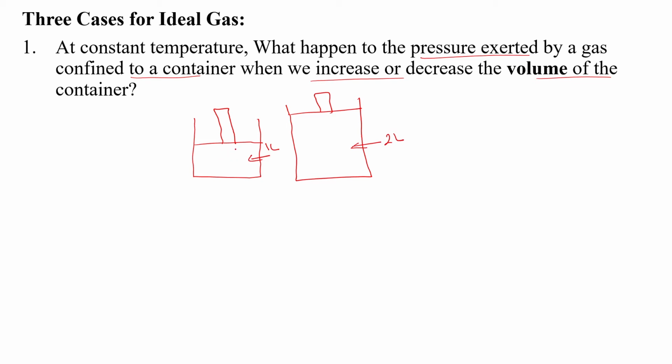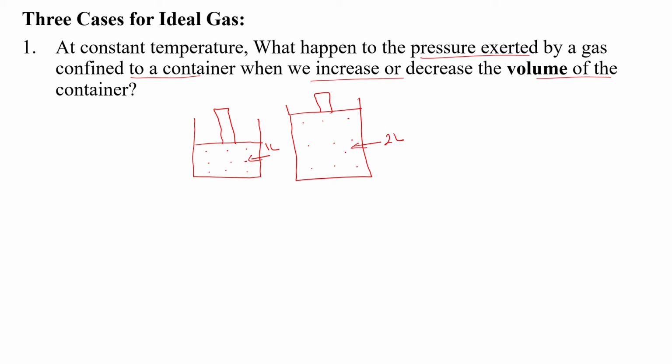Okay, we have these two containers. The first container has 1 liter volume and the second container has 2 liter volume. We have 9 moles of gas in this container. The volume is 1 liter, but if we increase the volume of this container from 1 to 2 liter, remember we are not adding or changing the number of moles, so we still have the same number of moles, but the volume is increased.